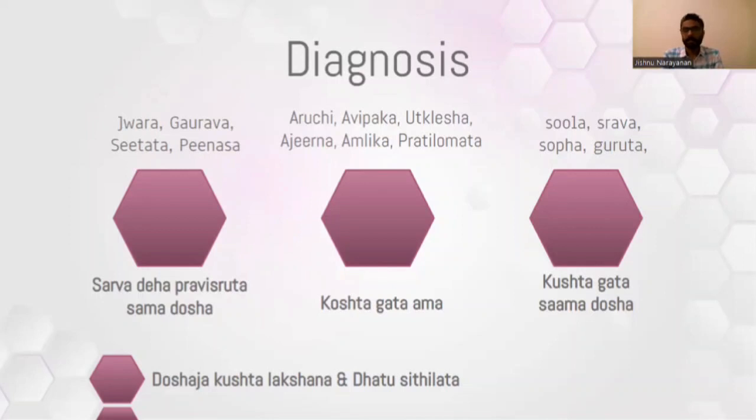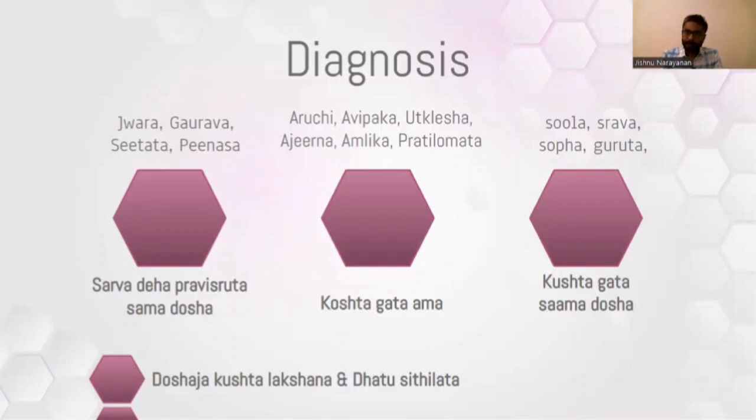Second one is, if not sarvadeha pravisrita, whether there is ama in the koshta or not. For koshta, symptoms like aruchi, avipaka, malabaddha, utklesha, ajirna, pratilomata, all these symptoms become an important tool to understand the koshtagata ama.